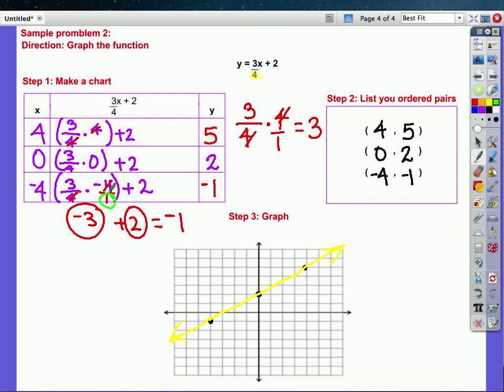A whole number has a denominator of 1. So any whole number, 4 can be written as 4 over 1. Example, number -2 can be written as -2 over 1. So that's where that 1 came from. Any whole number can be written as that number over 1. You just put a 1 under it.